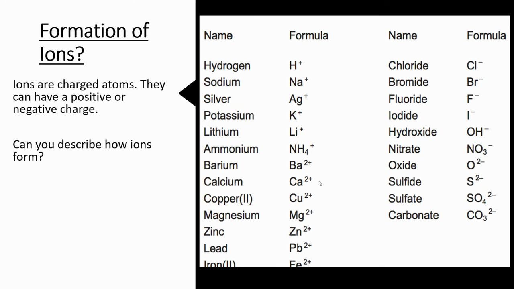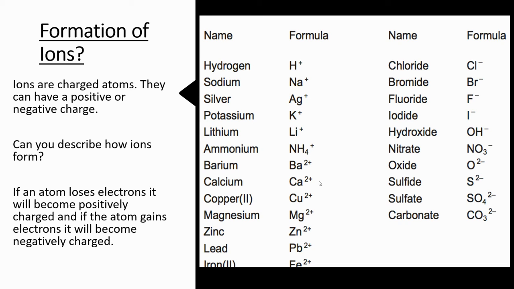So what are ions then? Well, ions are charged atoms. We said earlier that atoms have no charge, which means we're going to have to do something to that atom to give it a charge, and this can be positive or negative. Can you have a think about how ions form? Pause the video and have a go.